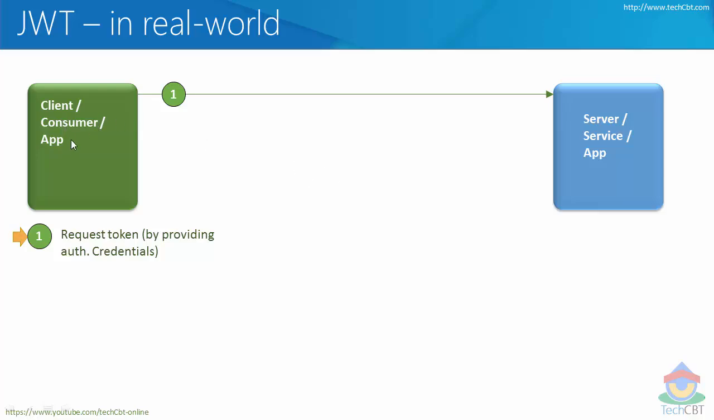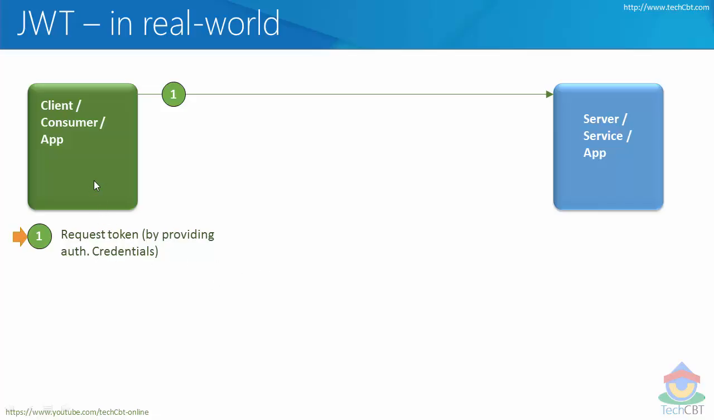So the first thing is that the client or the consumer is going to request a token from the server. Which means the client needs to authenticate itself to the service. Whenever it needs to authenticate to the service, as a genuine client or genuine consumer, it needs to pass the respective authentication credentials.